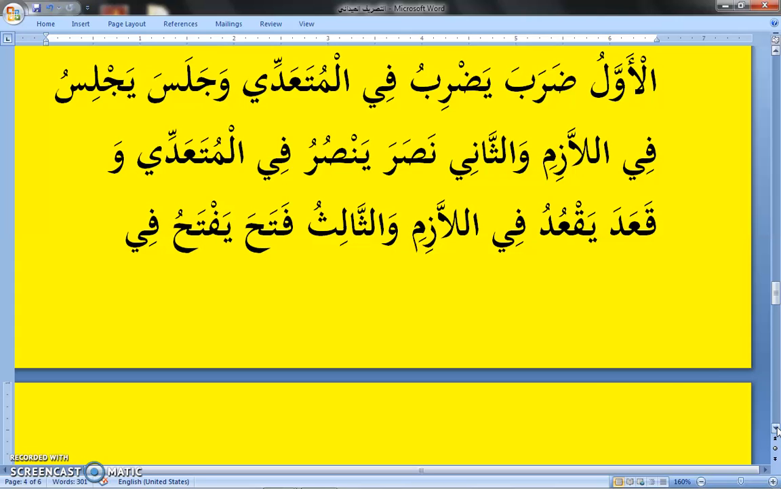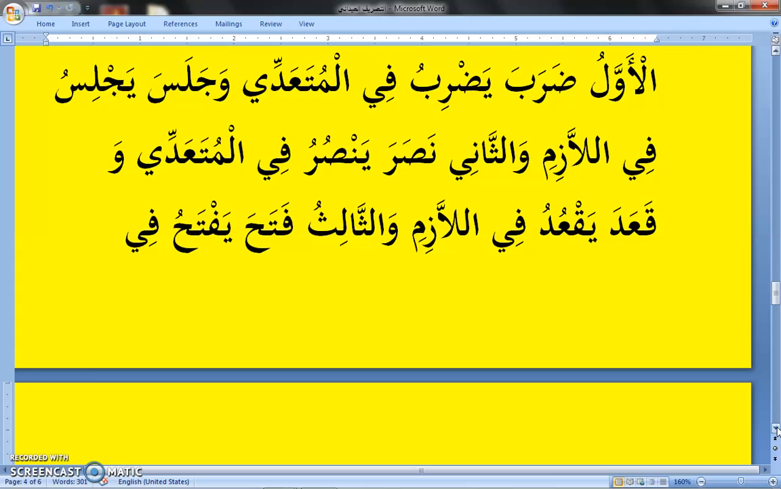Wa thani, and the second: Nasara, he helped or he assisted. Yansuru, he is assisting. Fil muta'addi, it is muta'addi. Wa qa'ada yaq'udu. Qa'ada yaq'udu, the wazn is fa'ala yaf'ulu. Fil lazim, it is lazim. Qa'ada means he sat or he squatted. Yaq'udu, he is sitting or he is squatting. Maq'ad means bench.